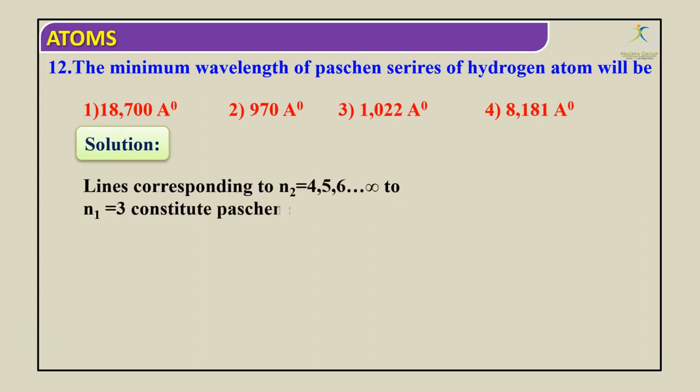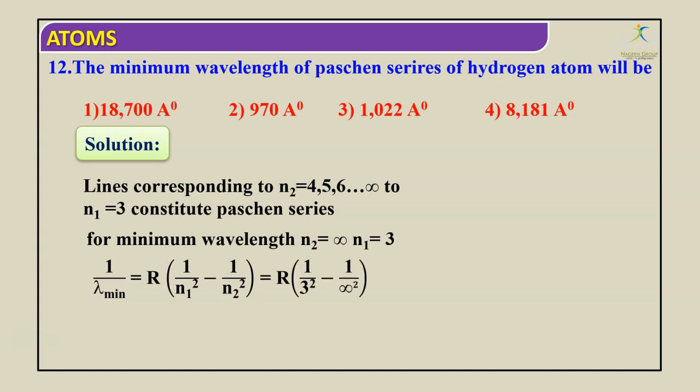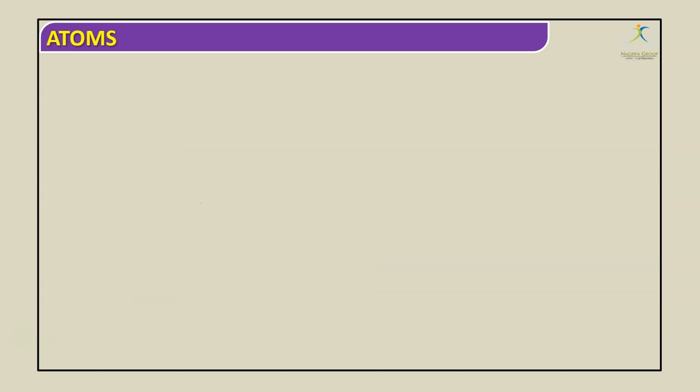The lines corresponding to n2 equals 4, 5, 6 to infinity and n1 equals 3 constitute the Paschen series. For the minimum wavelength, n2 equals infinity and n1 equals 3. So 1 by lambda min is equal to R times (1 by n1 square minus 1 by n2 square), which is equal to R times (1 by 3 square minus 1 by infinity square). So 1 by lambda min is equal to R by 9. From here we can calculate the value of lambda min, which is equal to 9 by R, which is 8181 angstrom, which is option number 4.